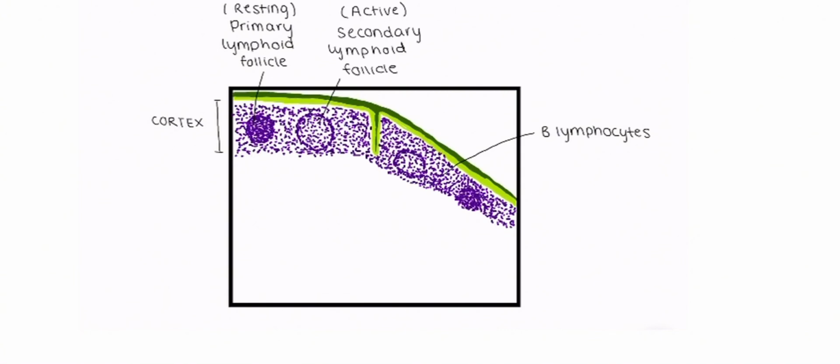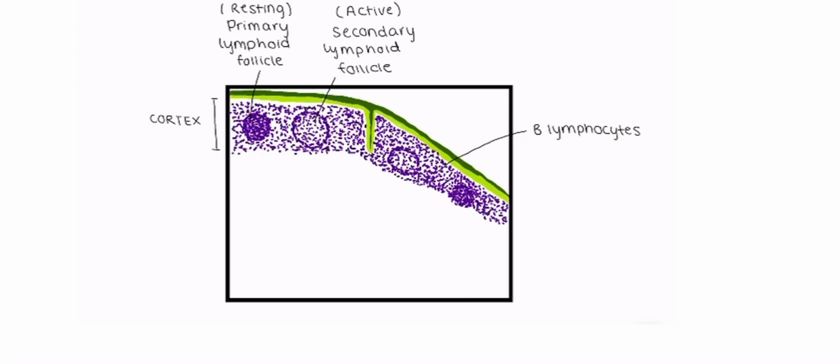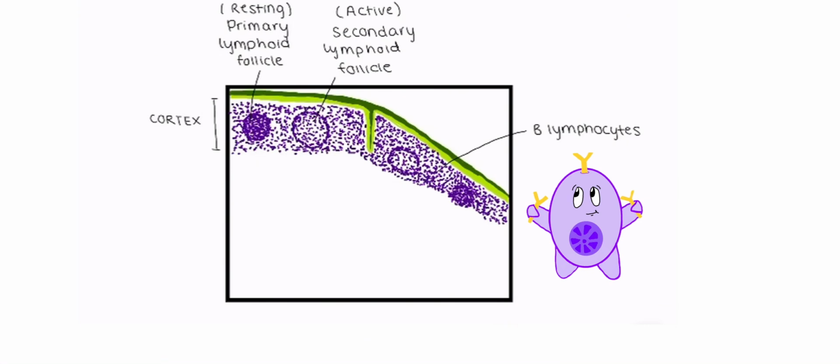Within these follicles, antigen-presenting cells present collected antigens to the naive B lymphocytes, thus activating them, causing them to differentiate into plasma cells. The plasma cells then produce antibodies against these antigens.